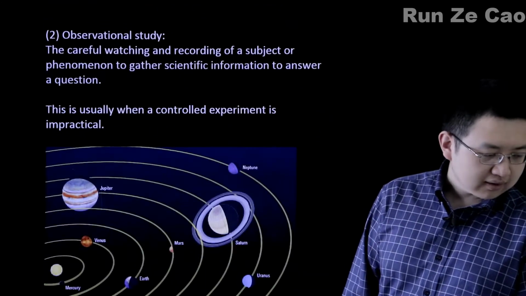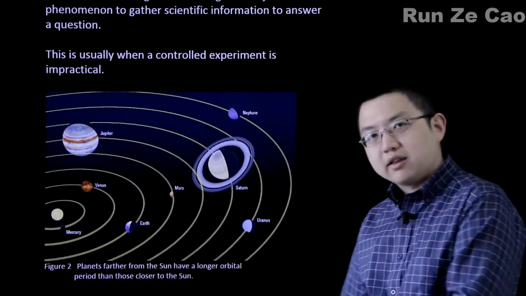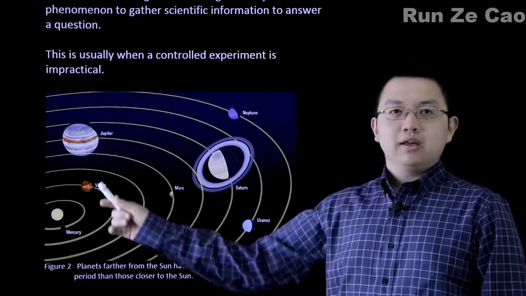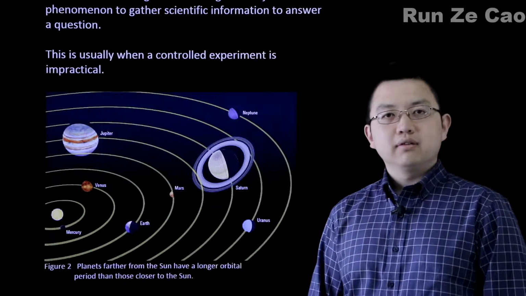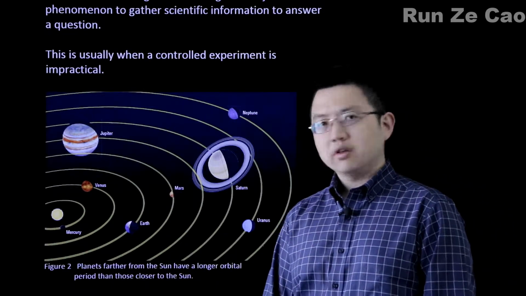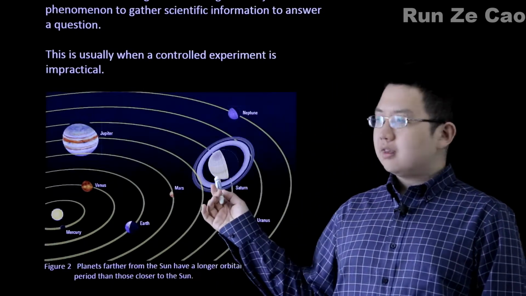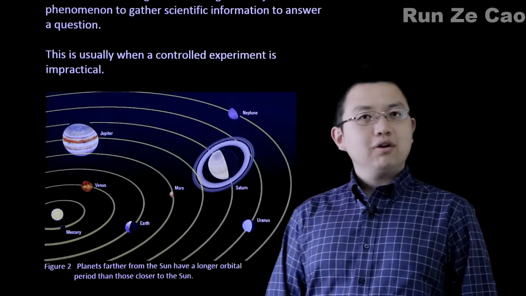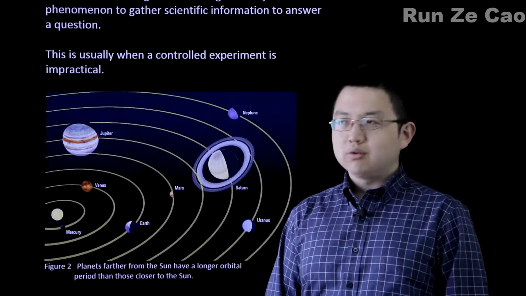There is also the fact that sometimes a controlled experiment is less than practical. For example, determining how quickly the planets are orbiting around the sun. How are you supposed to do a controlled experiment for this? Or determining how those planets interact with each other gravitationally. How are we supposed to do a controlled experiment for this? We are not.